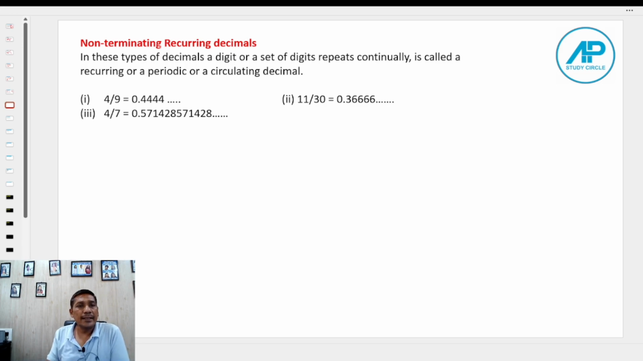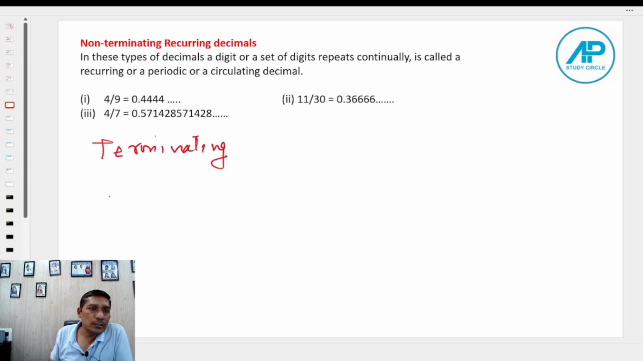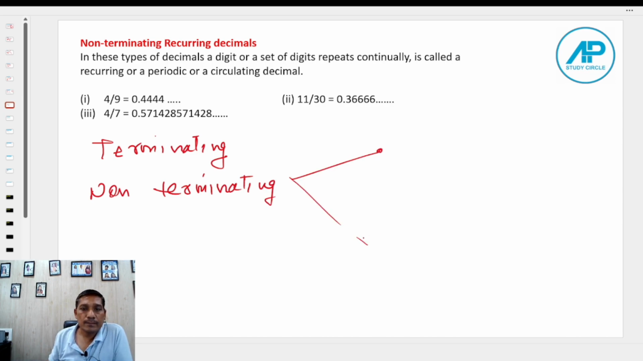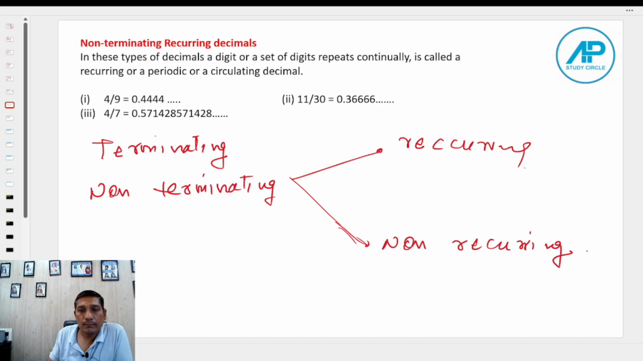Then comes non-terminating. Now I'm writing up two numbers here. One was terminating. Now the other one comes, non-terminating. It has got two categories. The first, non-terminating, reoccurring, and non-terminating, non-reoccurring.